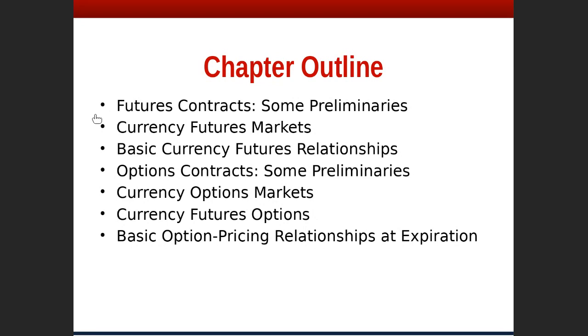Today we will cover the first half of chapter 7, and chapter 7 deals with futures and options on foreign exchange. So this is what the chapter covers, and I will talk about futures contracts. I'll give you some preliminary information. We'll talk about currency futures markets, some basic currency futures relationships. We'll talk about options. Okay, we'll talk about currency options, currency futures options, and we'll discuss some basic option pricing relationships.